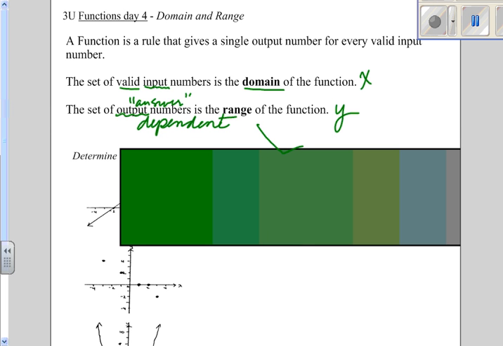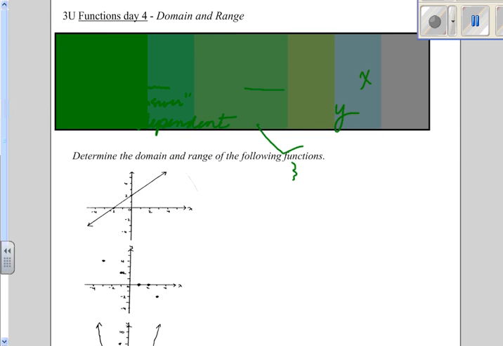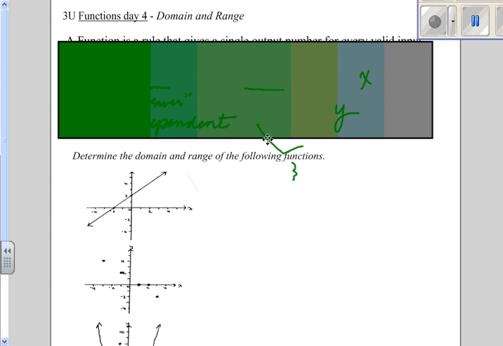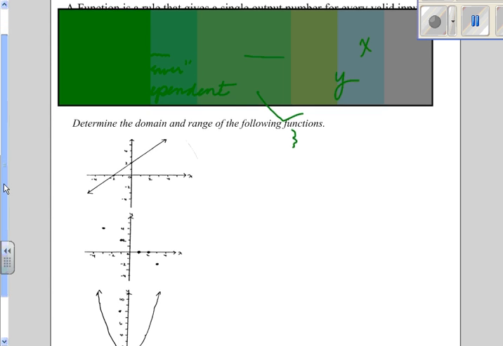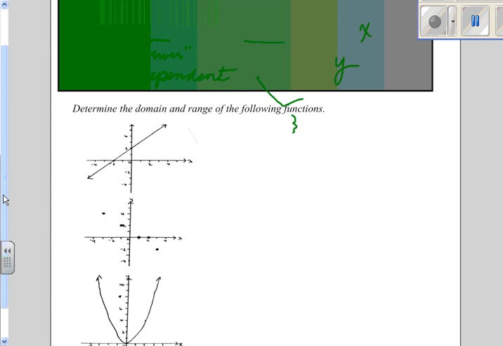Let's look at a few specific functions and look at the domain and range. Okay. For the first one, we have a line. If you notice, your line goes up to the right, down to the left, forever and ever. So it is going to the right and will continue to go to the right for infinity. It will continue to go to the left to infinity as well. That means any possible value of X is valid.